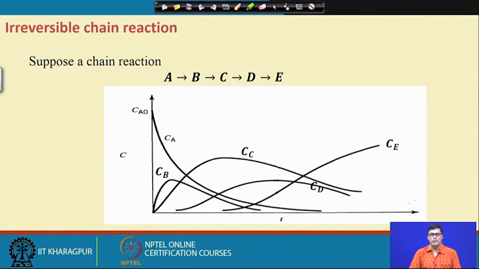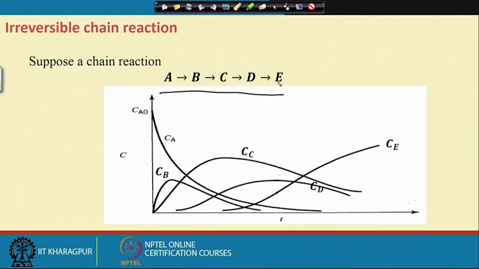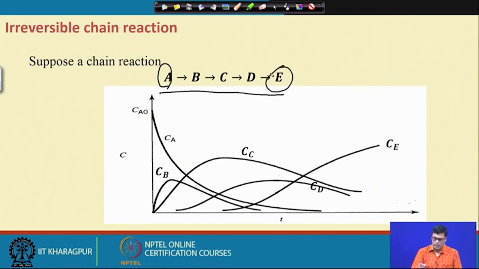If you look at the chain reaction we have seen in the glucose metabolic pathway, many steps are involved before glucose is converted to pyruvic acid. Here we have taken one instance: A to B, B to C, C to D, D to E, with the intermediate products B, C, D. The concentration profile of the different components in the chain reaction is like this. The first component A keeps on decreasing with respect to time, and the last component E keeps on increasing with respect to time.